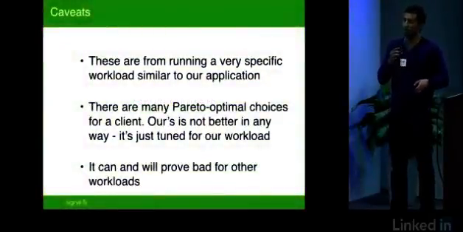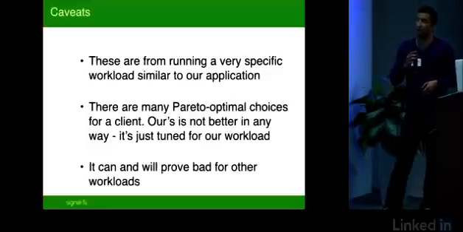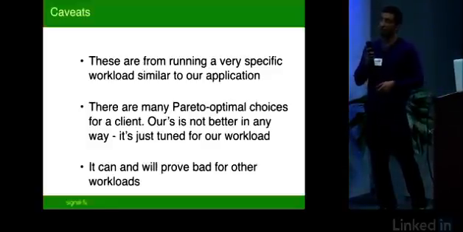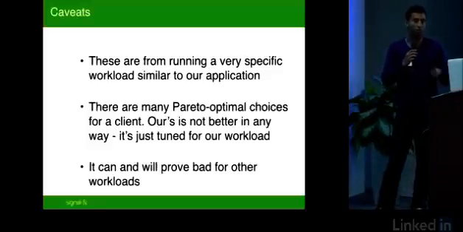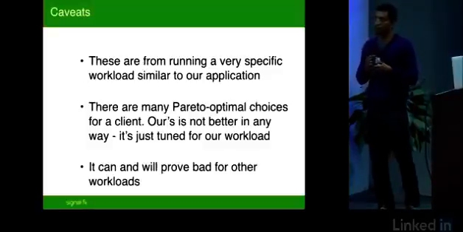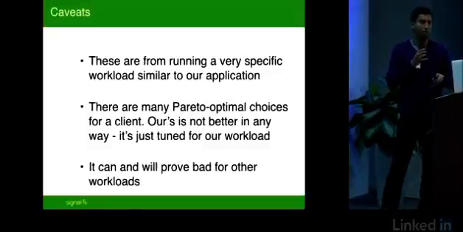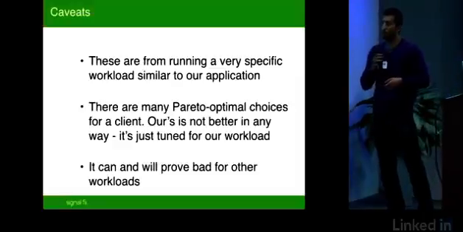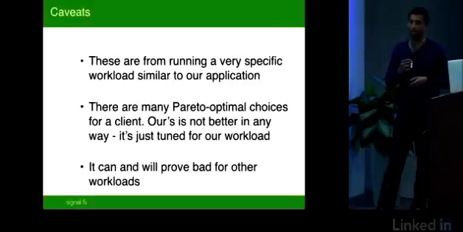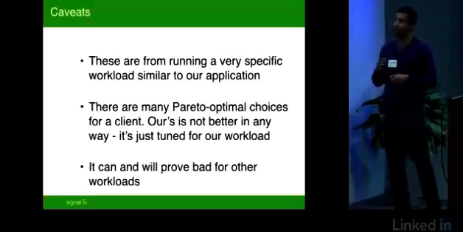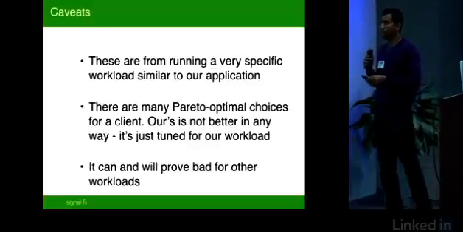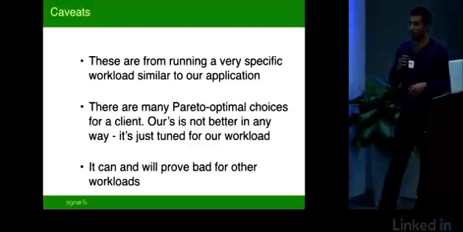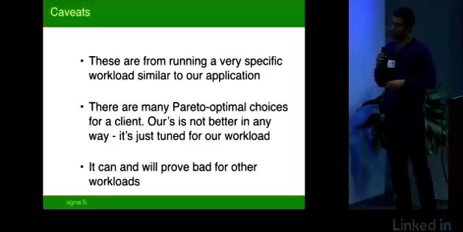All right, so some numbers. We did a lot of optimizations, but did any of them actually help? Sadly, this is going to be a benchmark, not our real application. The benchmark is very similar to our application, and I think most applications which would benefit from a consumer written like this actually share a lot of characteristics with our application. Each message is processed very cheaply, probably no copies required to process a message, and it can be processed synchronously. So given all of those constraints, this might be useful. Again, there are many, many choices for a client. Ours is not better in any way. It's just super tuned for our workload. It will definitely prove bad for other workloads.